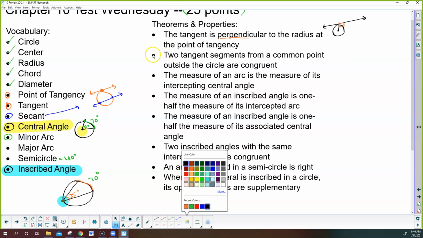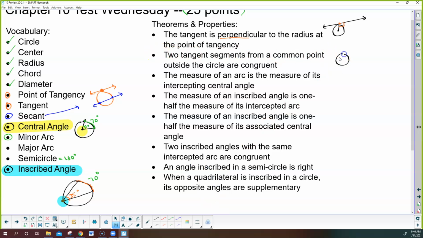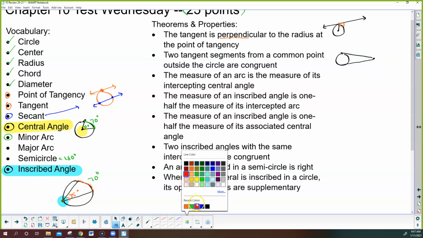Okay. The next one, we know that if I have a circle, two tangent segments from a common point outside of the circle are congruent. What that says is if I have two tangent lines, and they both have a point of tangency, right here and right here, and if they meet at a common point, then the length of this piece must be equal to the length of this piece.